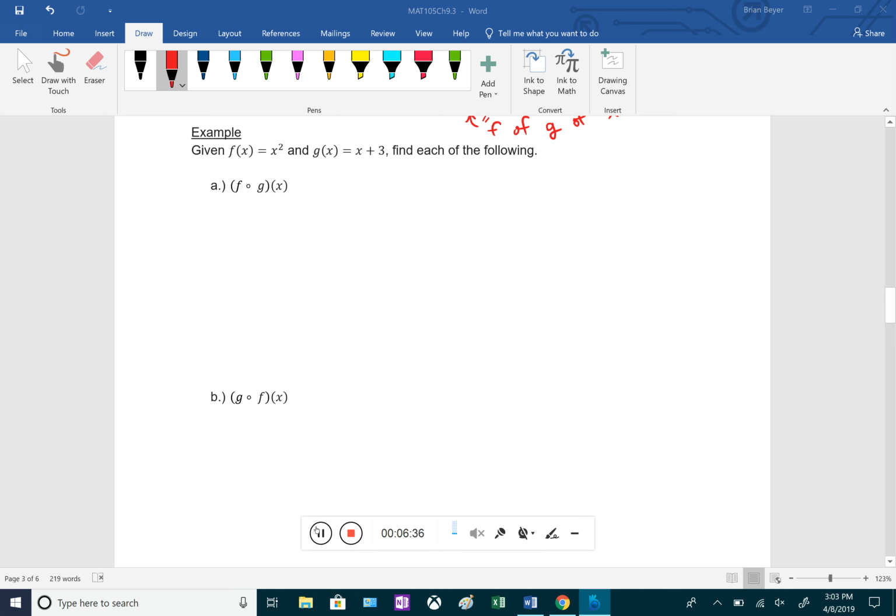Let's say we're given f of x is x squared and g of x is x plus 3. In the first one, we want to find f of g of x. It may help to write it down the way I had it written down up there. That's the same thing as f of g of x, written like that. That might help you determine what to do. All of the x's in f of x, we're going to plug in g of x. So instead of x squared, it's going to be g of x squared.